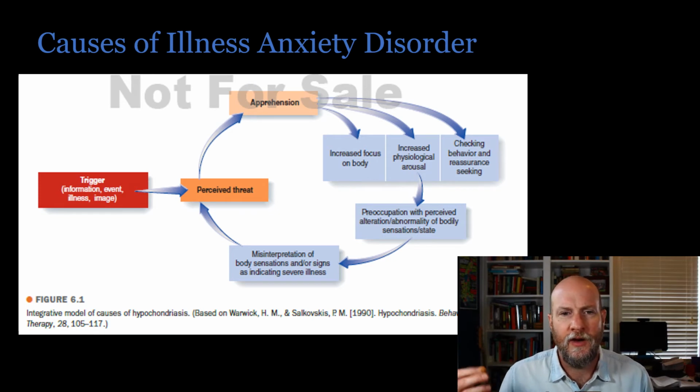So you start with a trigger of some sort: information, an event, an actual illness or observation of an illness, an image of something. And then the person undergoes a perceived threat. And that leads them to feel apprehensive or anxious. You then see an increased focus on the body, some increased physiological arousal in a negative way, checking behavior and seeking reassurance from others, and that starts the cycle of preoccupation with perceived abnormalities in the body, sensations, some sort of illness. And then, of course, when the person has legitimate signs from their own body, normal things like aches and pains or an odd sensation in the body, they misinterpret that bodily sensation, and that indicates something serious is wrong here.